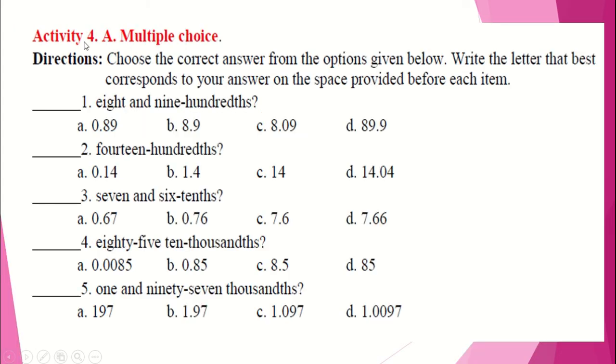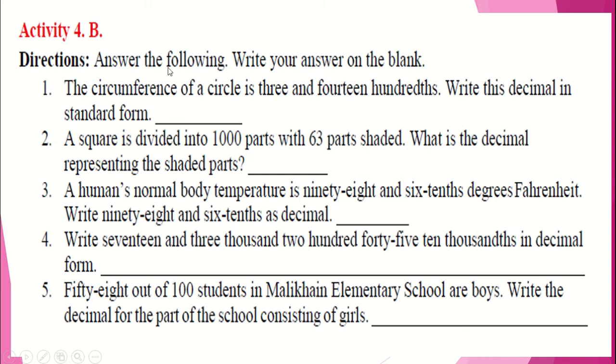For activity 4, choose the correct answer from the options given below. Write the letter that best corresponds to your answer on the space provided before each item. So, 8 and 9 hundredths. So, alin ba yung tamang basa dyan? So, you will just write your letter on the answer sheet.